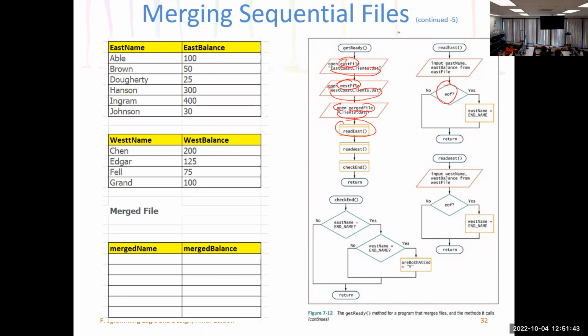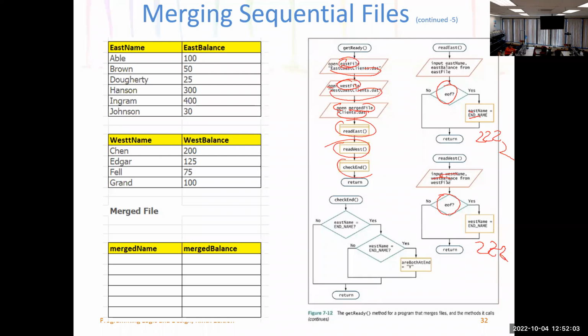If it's the end of the file, you put its end name here. That means you have C here, right? And do the same with the read-write right here. The user reads the line and checks if it's the end of the file or not. If it's the end of the file, you put CCC.